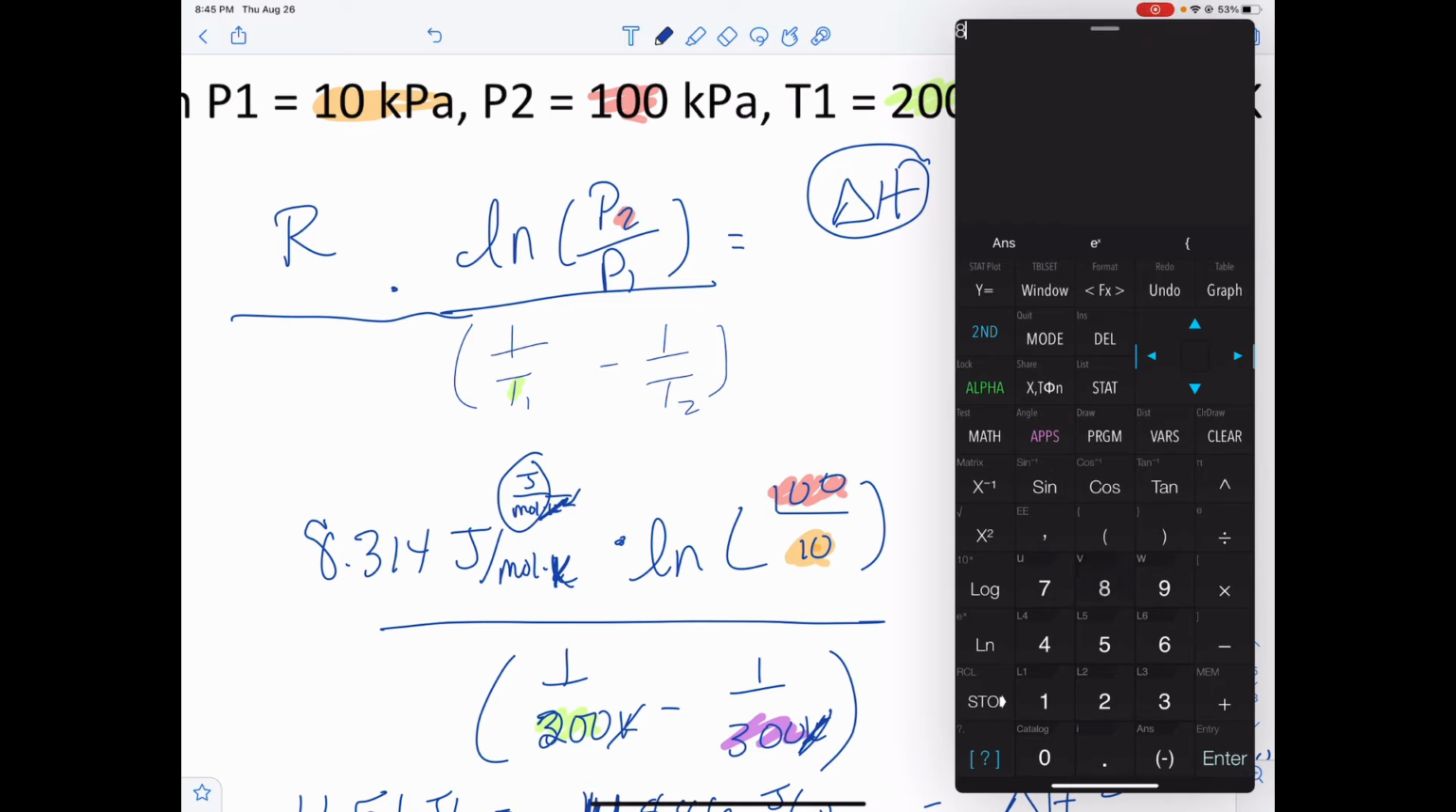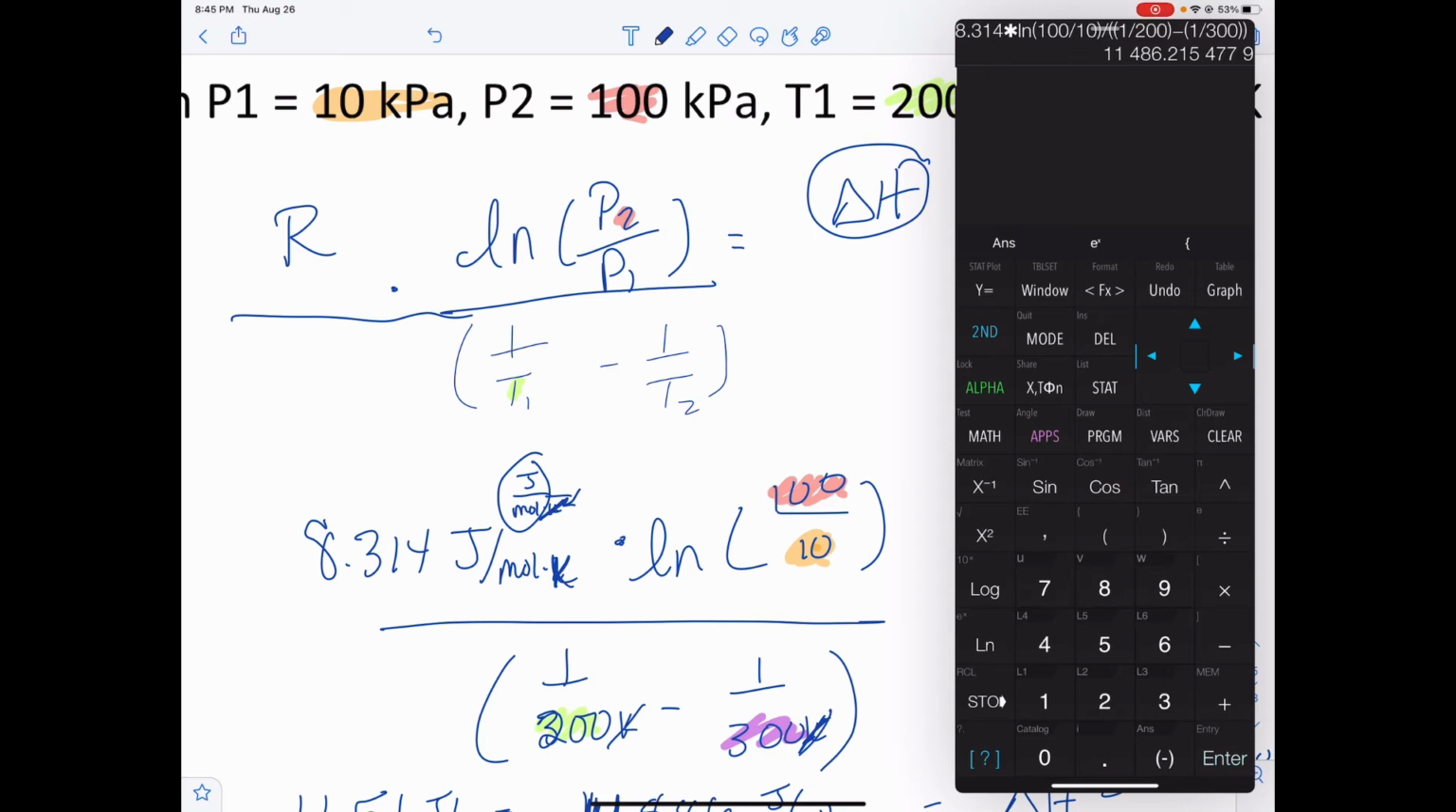All right, so 8.314 times the natural log of, and we've got 100 divided by 10. And if you want to just say the natural log of 10, that's totally fine. Divided by, parentheses, 1 divided by 200, parentheses closed, minus 1 divided by 300, parentheses closed, parentheses closed. And that's a nice even little equation right there. So there's our number. And remember, that's joules per mole.